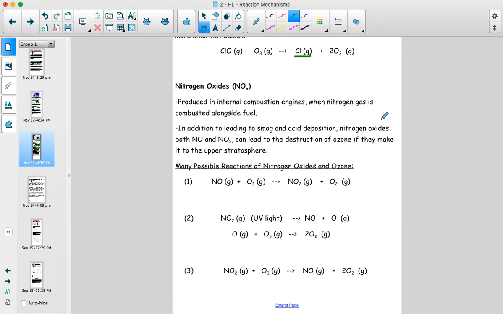An additional category of molecule that leads to the destruction of ozone are the nitrogen oxides. We've already looked at nitrogen oxides as being produced in internal combustion engines when fuel is being combusted. And in addition to leading to smog and acid deposition, both NO and NO2 can lead to the destruction of ozone. And so below are a couple of different means by which they can do that. So this is not one full reaction mechanism. The second one shows a reaction mechanism, a two-step process, but the other ones are actually just balanced chemical equations that show how they could break down ozone molecules and lead to diatomic oxygen forming.